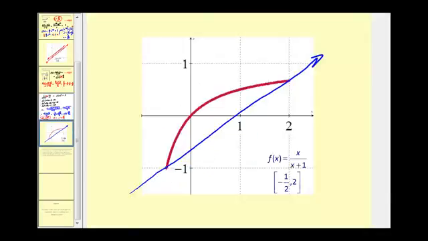So what we found is the slope of this secant line was 2/3, and when c is approximately 0.2247, or somewhere in here, the slope of this tangent line is also equal to 2/3. Let's take a look at an application problem with the mean value theorem now.